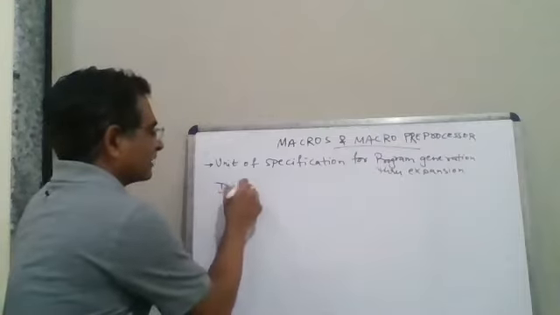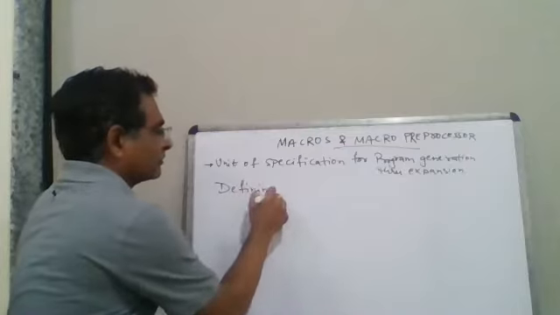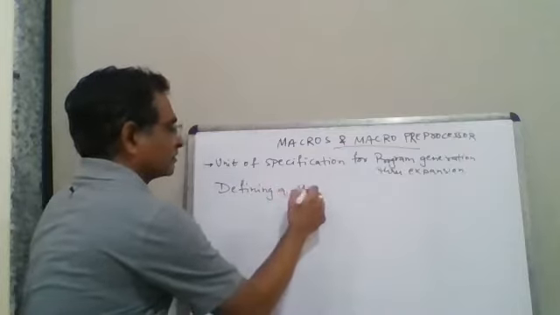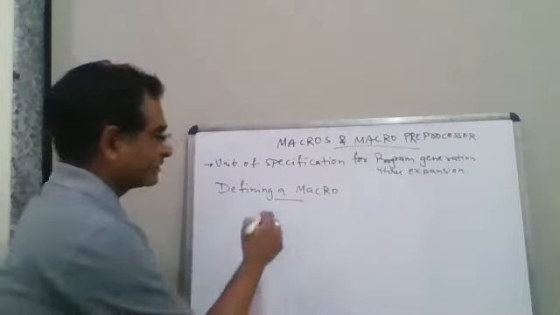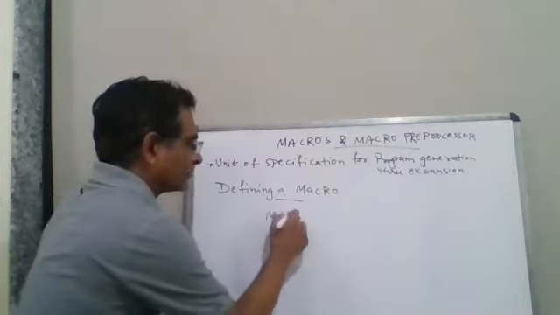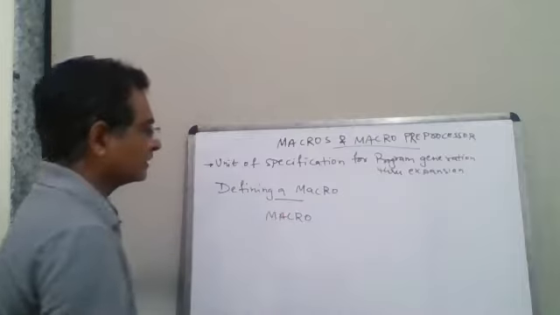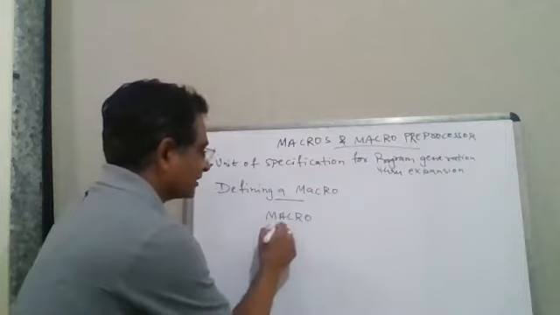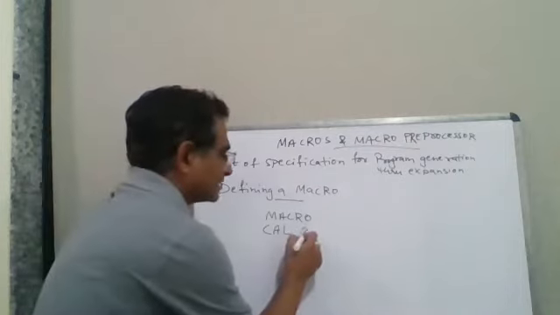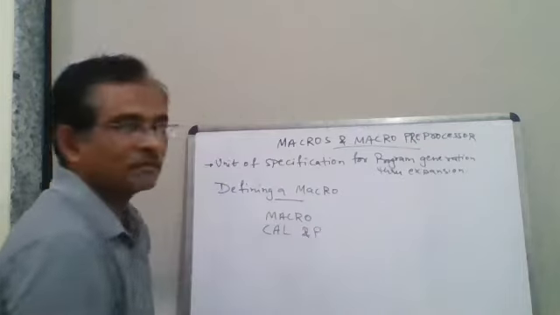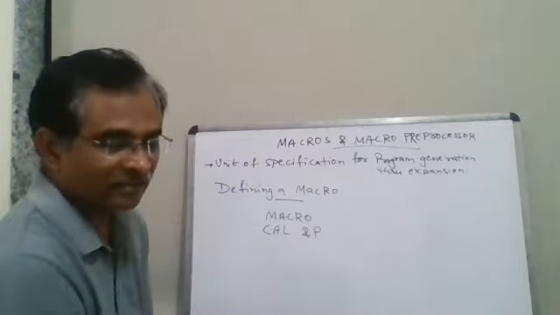So how will you define a macro? Defining a macro: there will be a keyword known as MACRO. Then there will be the name of the macro that you have to specify. Let's say here I'm saying there is a macro named CAL, and I'm passing some parameter to it, which is marked with an ampersand, let's say here.